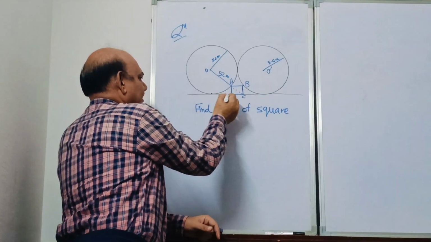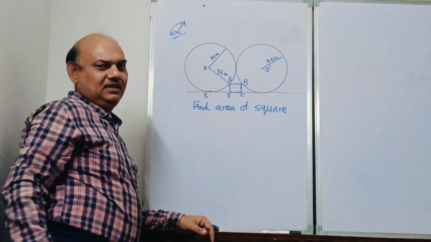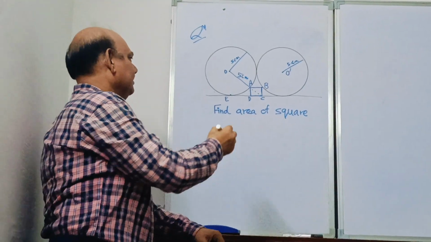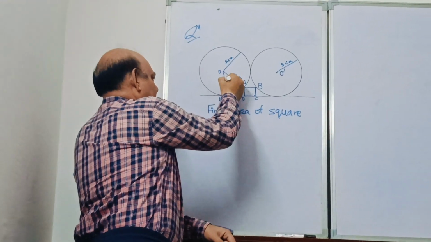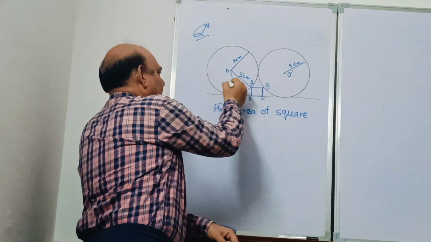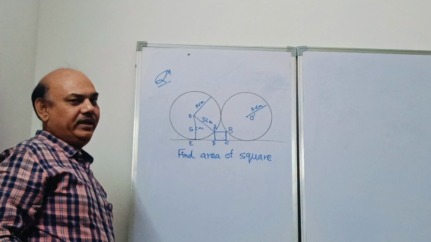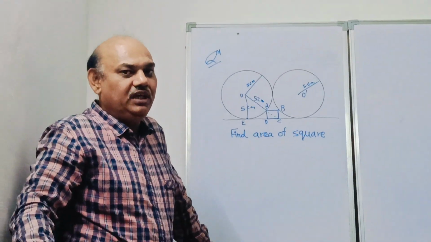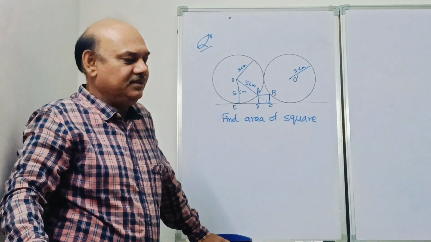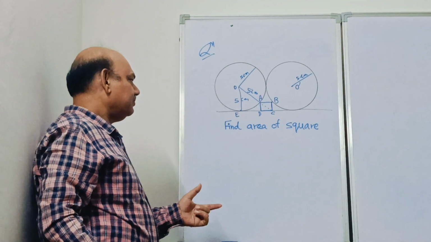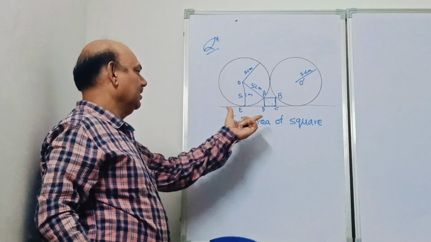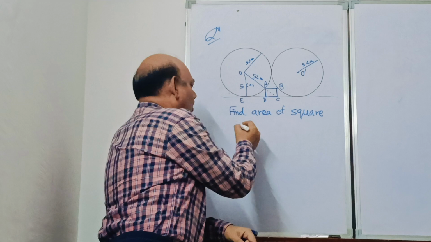Suppose this point is E. Is it clear? What is this? O is also 5 centimeter. OE is 5 centimeter. Is it clear? Now find EC.